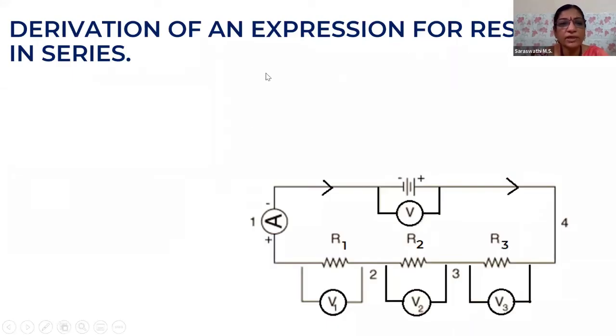So you have derivation of an expression for resistors in series. This is the diagram wherein you have R1, R2, R3 connected in series, and it is also connected to an ammeter in series, and you have a voltmeter measuring the potential difference across the battery. Whatever be the potential difference applied across the battery, that is going to split among the three resistors. You call the potential difference across each resistor V1, V2, and V3.